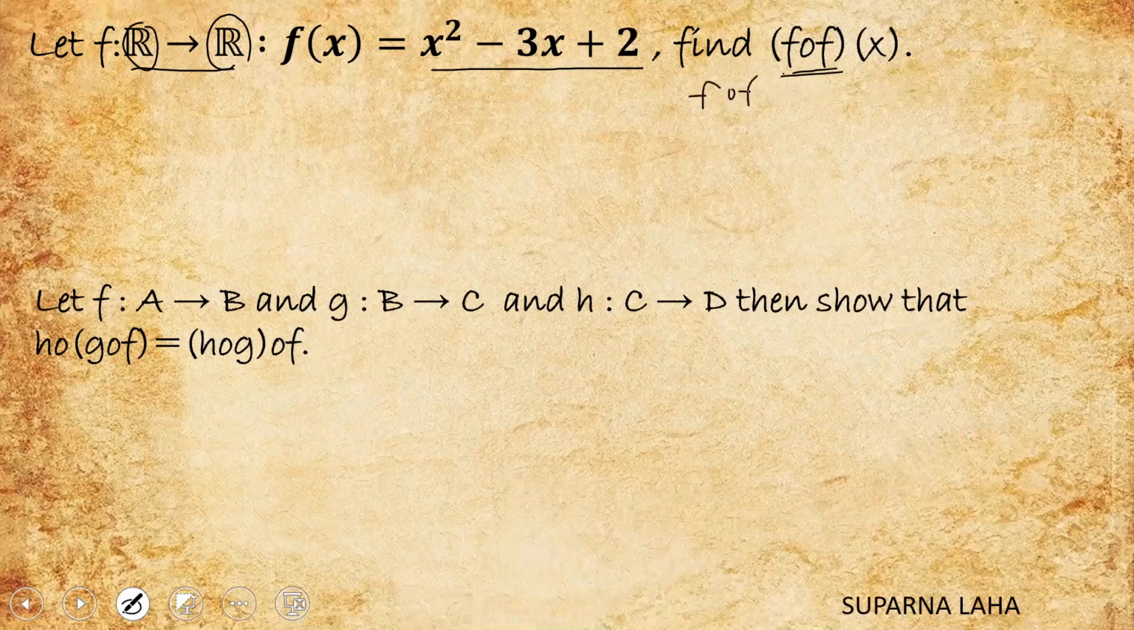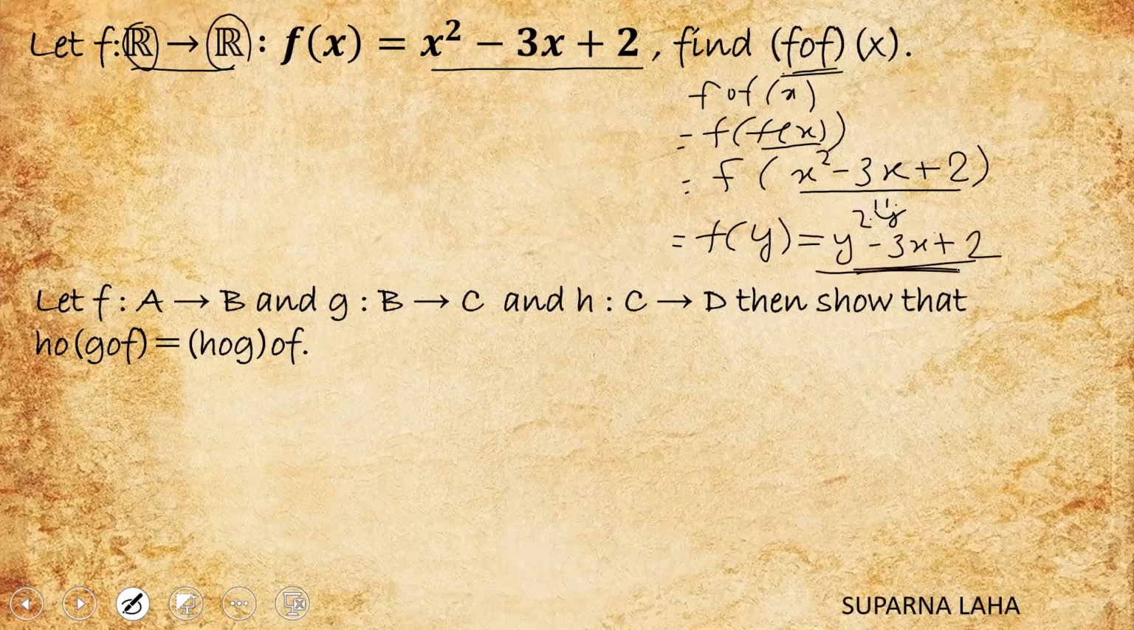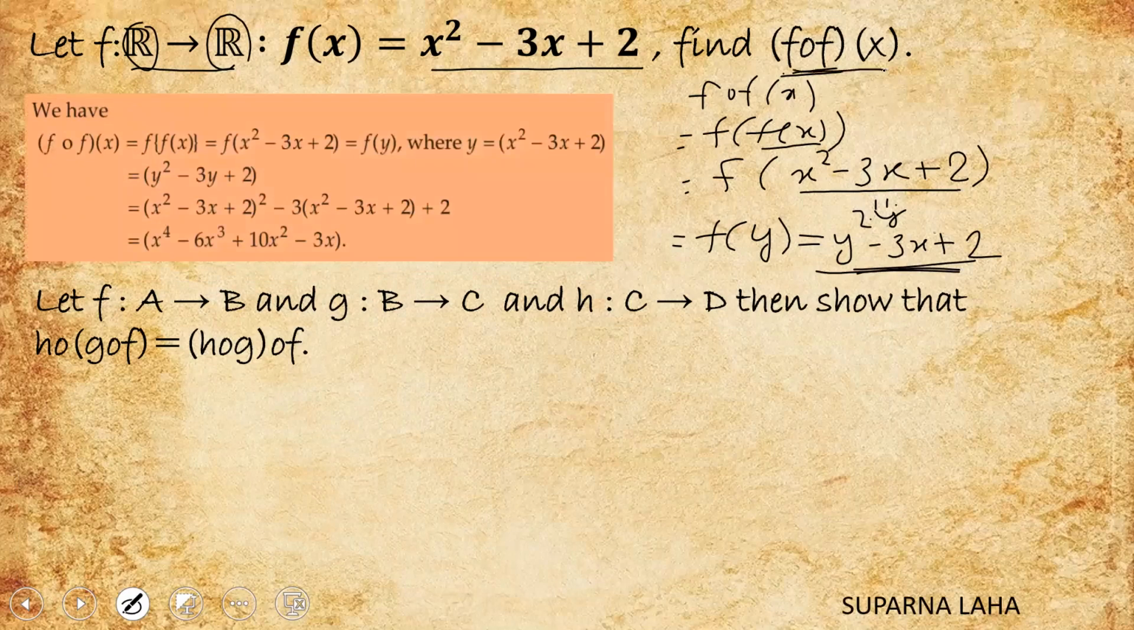Now f of f of x is f of f(x). What is f(x)? f(x) is x square minus 3x plus 2. Now I am taking this value equal to y, so I can write f of y. What is f of y? y square minus 3y plus 2. Now put the value of y in this equation, and you will find the solution of f of f of x. Here the solution is given.